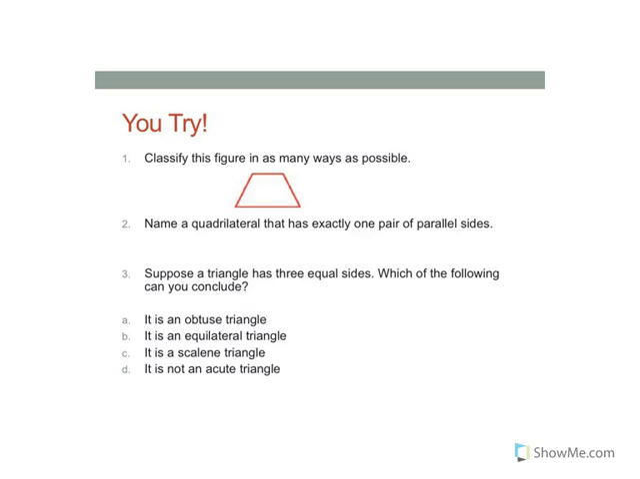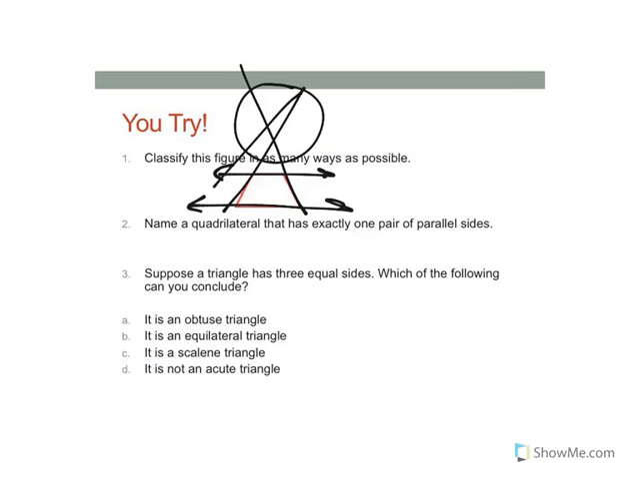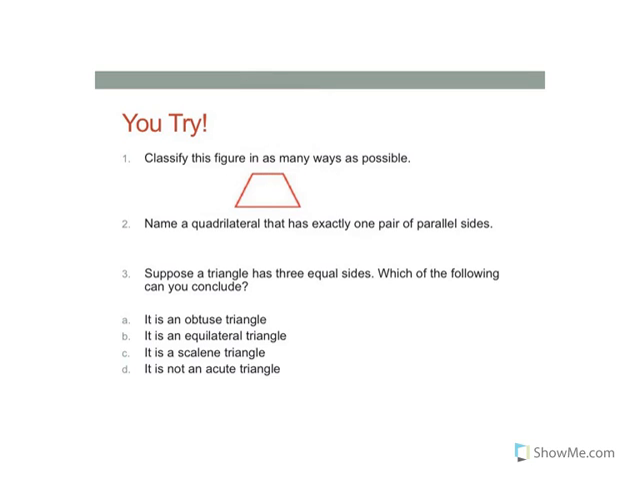Okay, taking a look at number 1, classify this figure in as many ways as possible. So if we're taking a look, we know that it's a quadrilateral because it's a 4-sided figure. A trapezoid has exactly one pair of parallel lines, that's right here. If these two were to go on forever, they would eventually cross, so those are not parallel. So we know that this is a trapezoid. Parallelogram, 2 pairs of congruent sides, that's possible, but 2 pairs of parallel sides, that's not going to work because a trapezoid has exactly one pair of parallel sides.